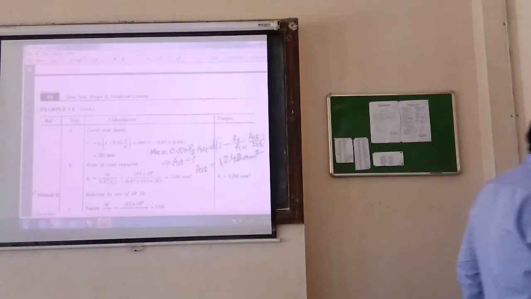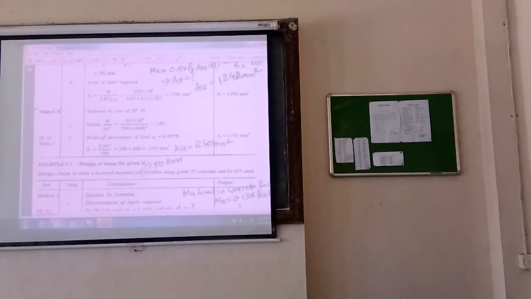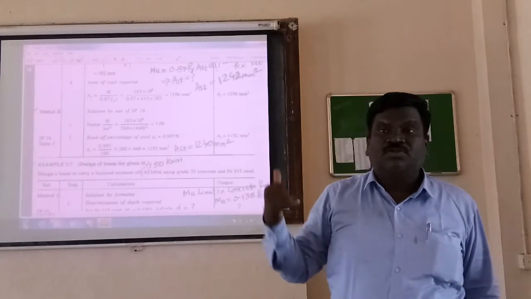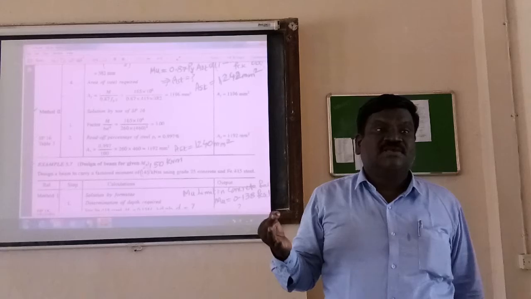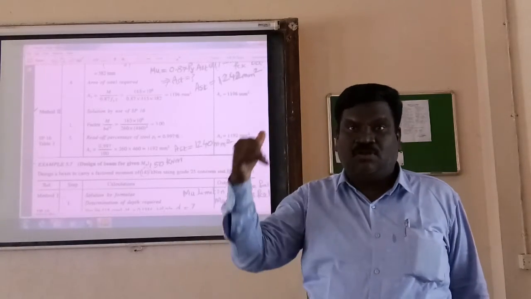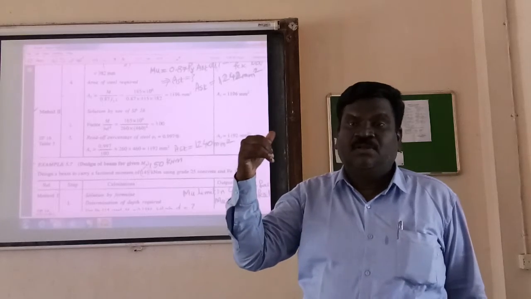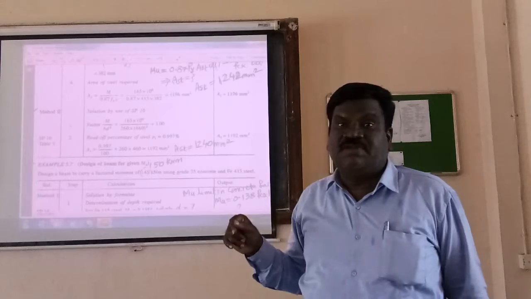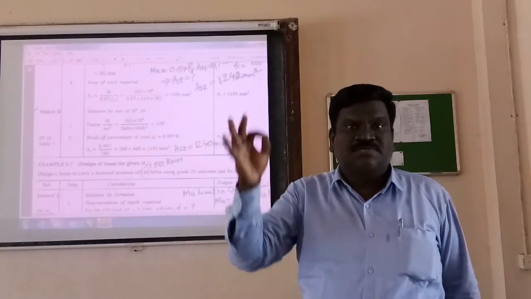So, there is another method, a shortcut method. I told you the direct method, the computational way. During the exam, this design of a singly reinforced beam, you have to do by the computational way. You have to use the formula available. In the field you can practice the shortcut in the future. What is the shortcut way? Using SP16. How do you use SP16?